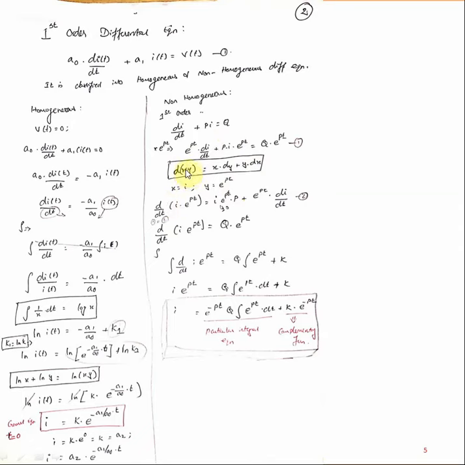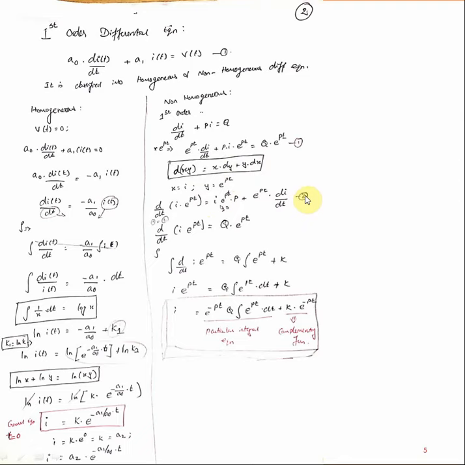Okay, d by dt of x y, where x is I and y is e power pt, is equal to x times dy, so differentiate with respect to e power pt, which gives e power pt dot p, plus the y term, e power pt dot dx by dt. So this is equation number 2.